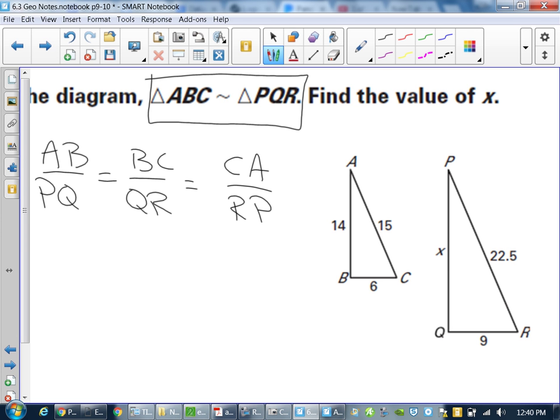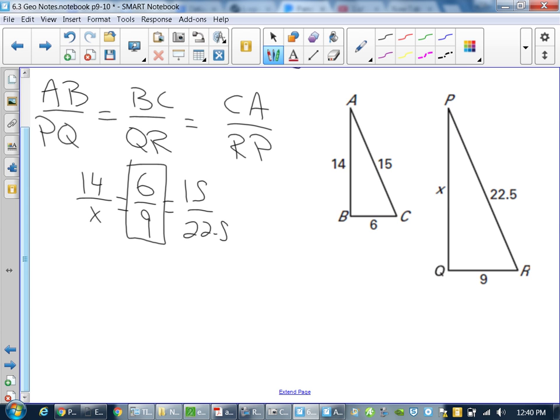So you go to the diagram. Well, AB is 14. PQ was, I don't know. BC is 6, the other one's 9, 15, and 22 and a half. Cross multiply and solve. One of the things you can do, though, is you'll notice that you have 2 fractions that you can simplify. The 6/9 and the 15/22 and a half. If I simplify this one, what do you get? 2/3.